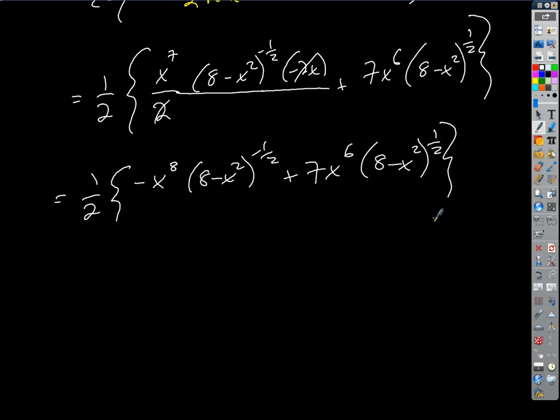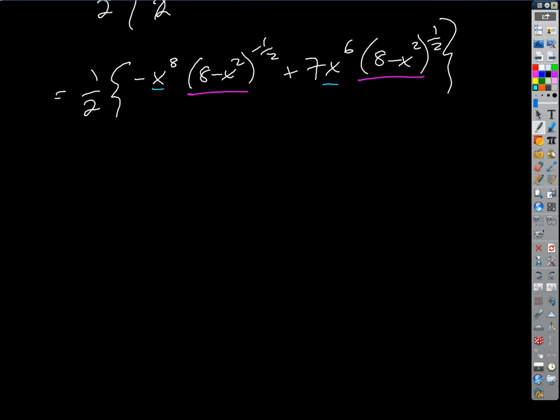Now we can clean this up, right? So this amounts to simplifying by factoring out the least powers. What are the like bases that I could factor out here? I've got the base 8 minus x squared, so there's one. What's the other one? Well, it's x to some power. I've got x's also.